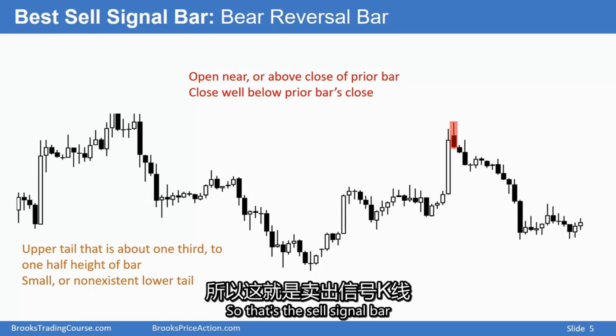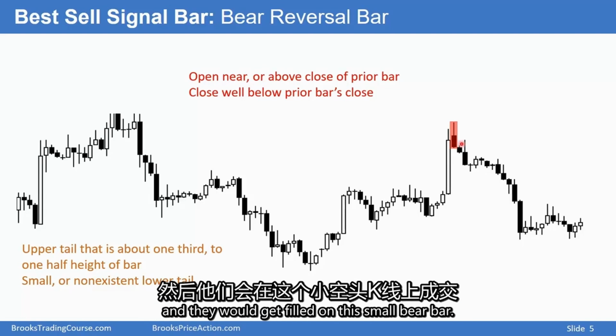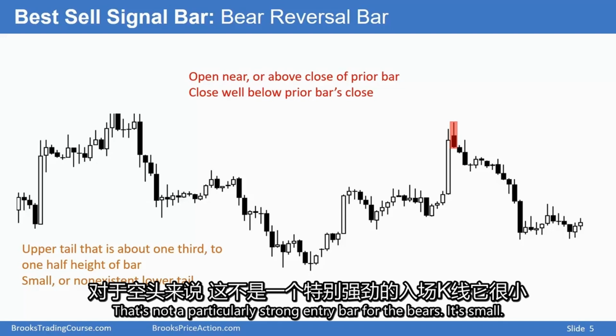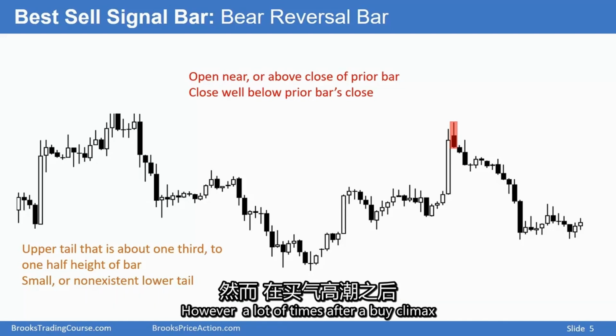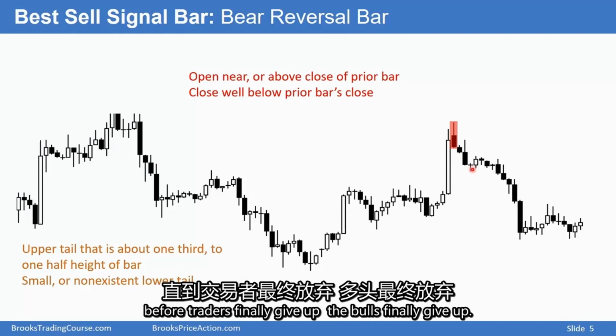So that's the sell signal bar, and bears will place an order to sell just below its low, and they would get filled on this small bear bar. That's not a particularly strong entry bar for the bears. It's small. However, a lot of times after a buy climax, the reversal begins with 2 or 3 small bars before traders finally give up, the bulls finally give up.